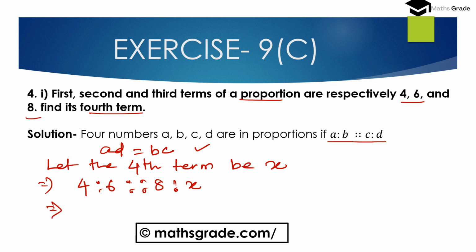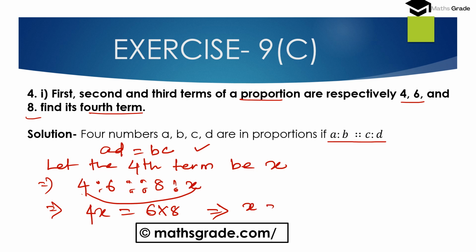That is, product of extremes is 4 multiplied with X. That is 4X is equal to product of means, that is 6 multiplied with 8. Product of extremes is 4 multiplied with X and product of means is 6 multiplied with 8.